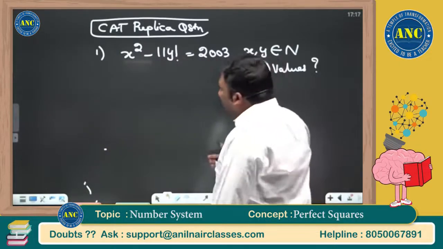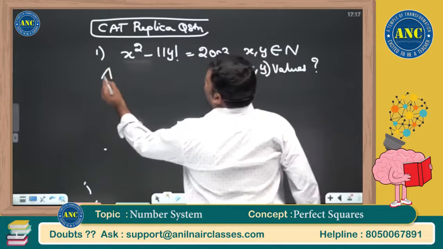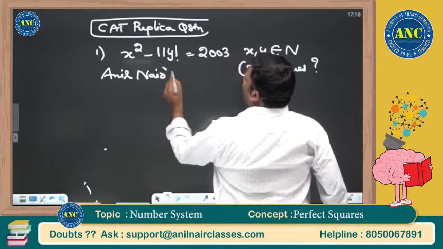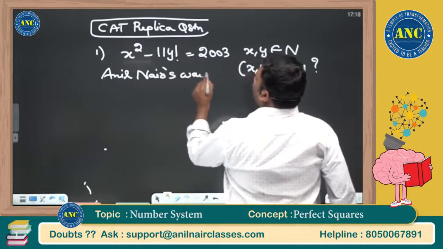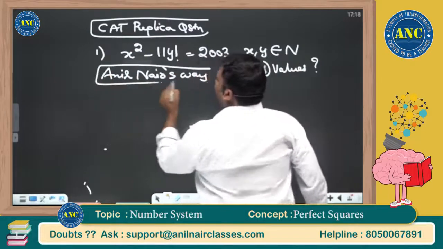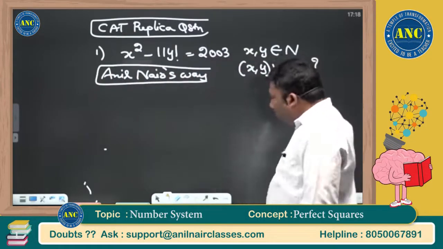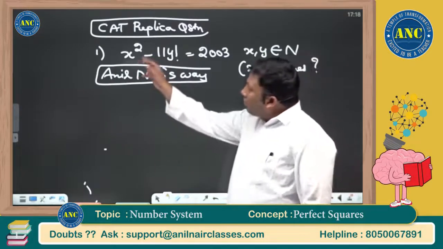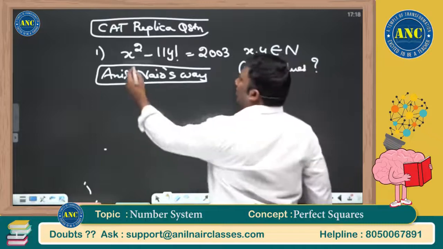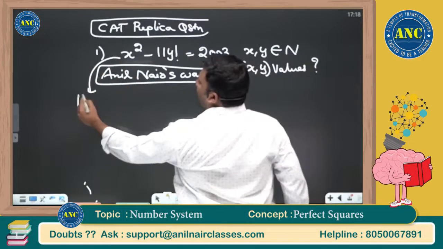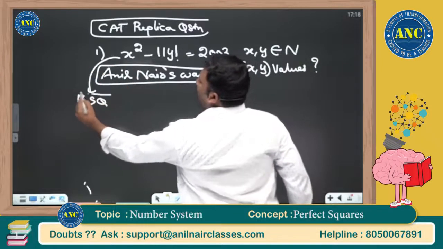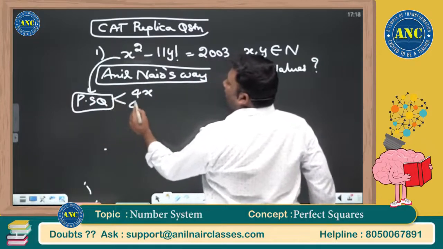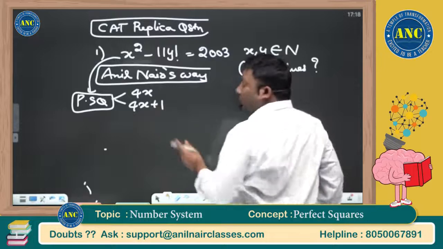Now see here, because you have listened to my class, let me solve it in my way. Anil Nair's way of solving this question. Every time when I am solving this question, what is important to me is the root cause of a problem. X square, it is a perfect square. A perfect square will always be of the form either 4 into something or 4 into something plus 1.